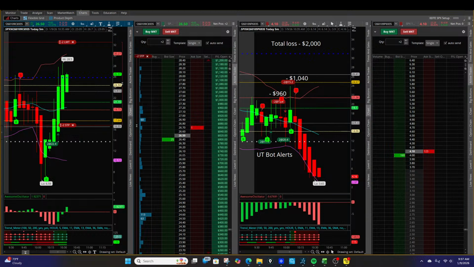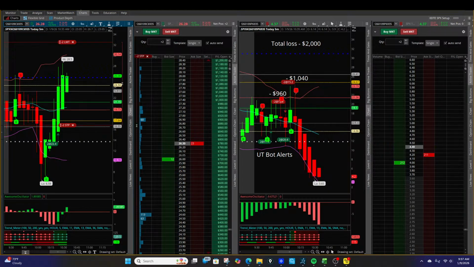Okay, so we're hovering right now at that resistance line. We're waiting to see what's going to happen. Next candle is in about 2-3 minutes.